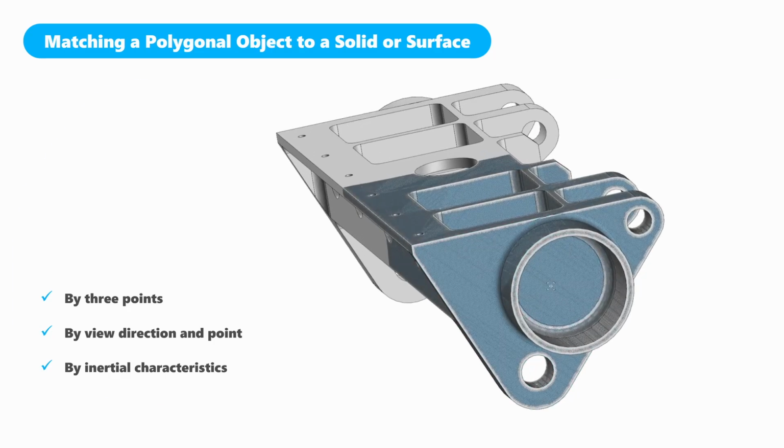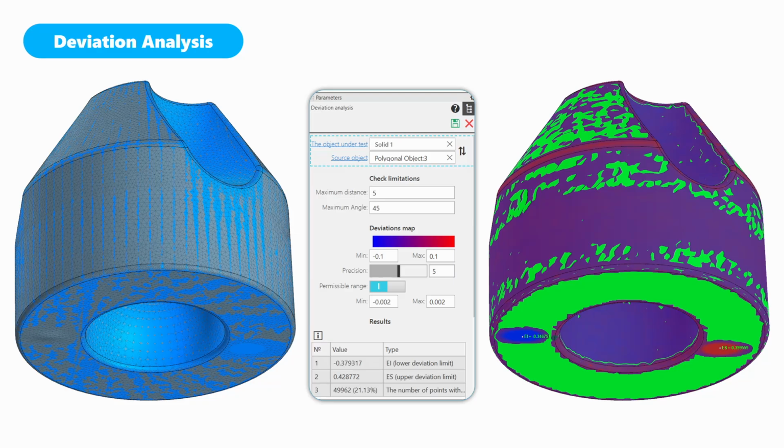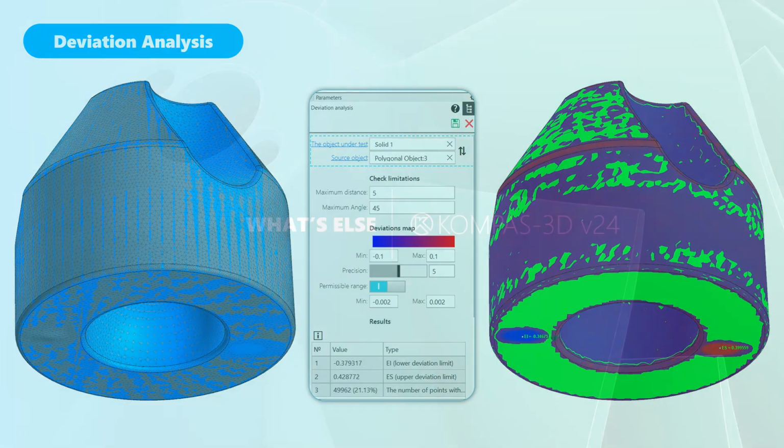The deviation analysis command has been refined. Improvements include analysis at a specific point and precision parameters that manage the number of points at which the deviation is measured, and other improvements.